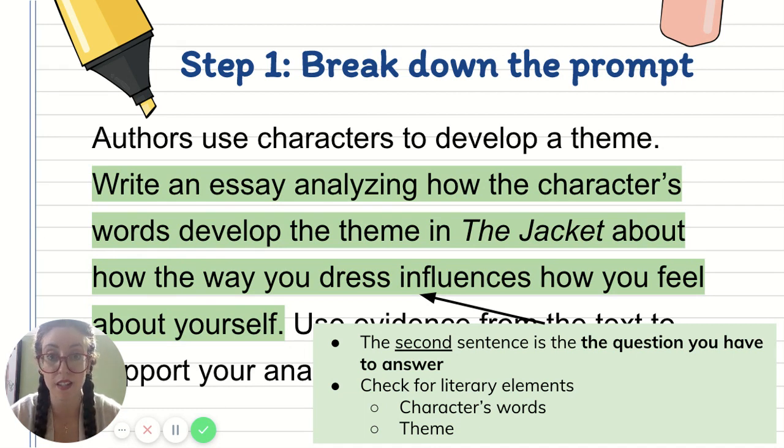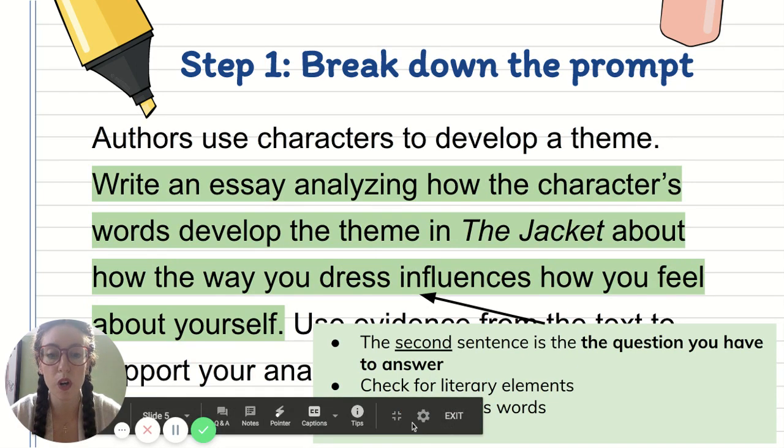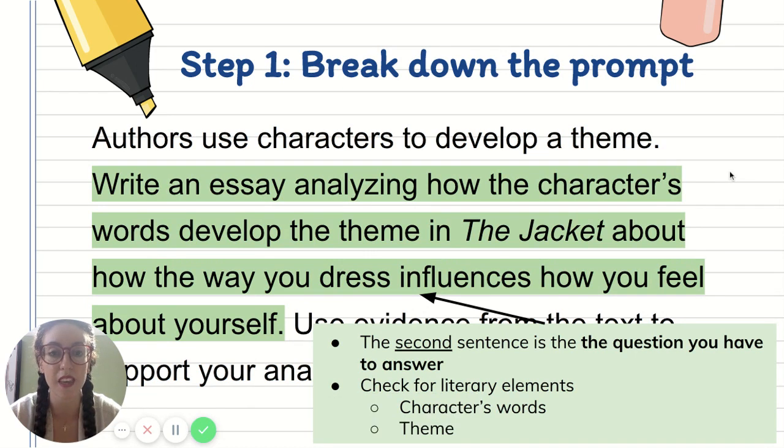Now, in this sentence, the literary elements that I will be using in my ACE paragraph are very apparent. Again, I see the word theme. So I know that I'm going to be creating a theme in my ACE paragraph. And also, it says here the character's words. That's my second literary element, and it's part of characterization.